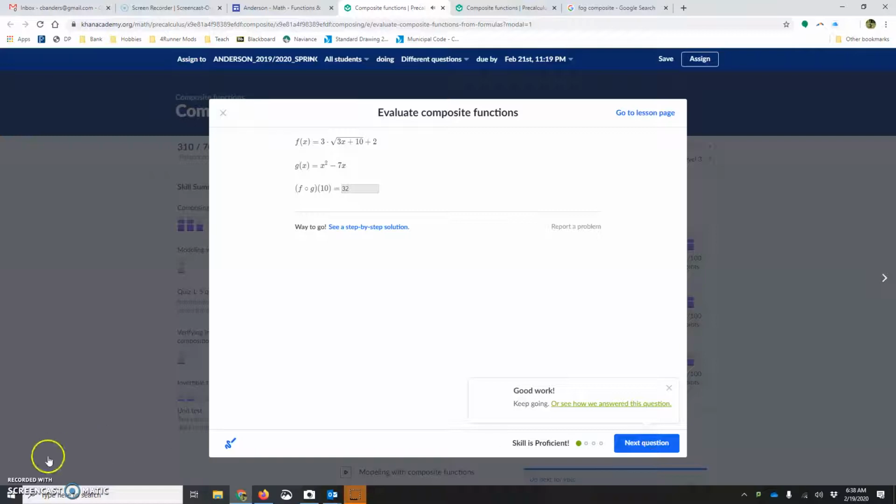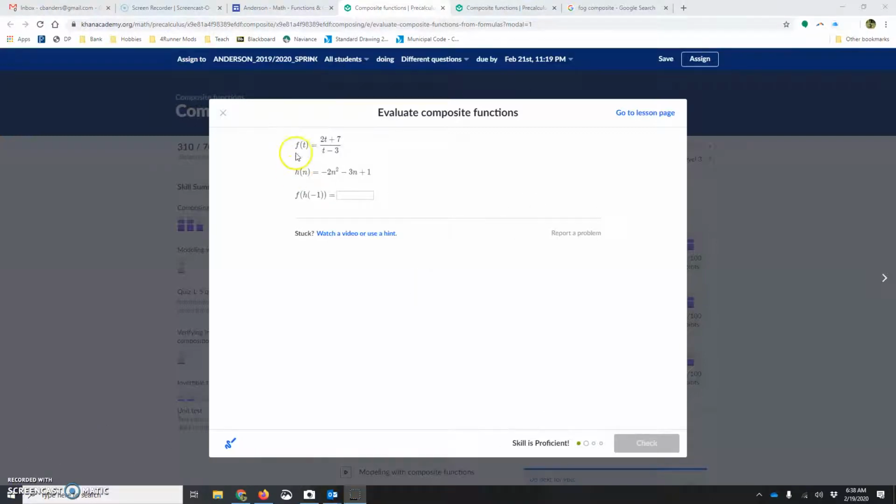All right, question 2. We have f of t, h of n. So the variables are different, but don't let that freak you out. It's the same thing. Use h of n and use our n values. It's just like having an x. And they wrote it in a way that we're actually going to be able to look at it a little bit easier. So this negative 1 goes into h first, and then it goes into f.